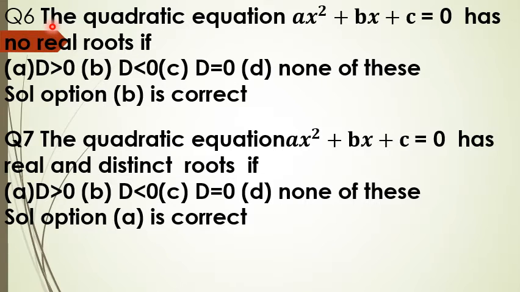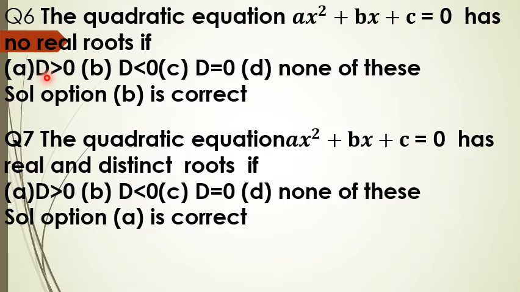Let us come to question number 6. The quadratic equation ax square plus bx plus c equals 0 has no real roots if D is greater than 0, D is less than 0, D equals 0, or none of these. Here D is the discriminant.